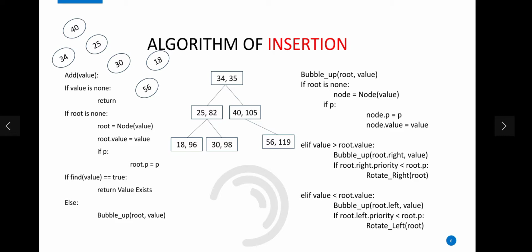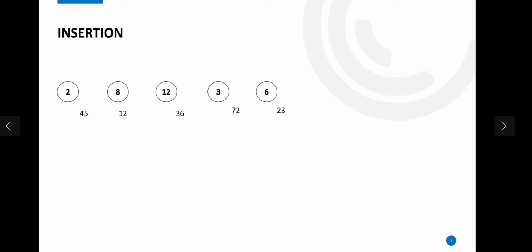You can see in this example, this is an example of a random binary search tree which is following the min heap property. For more clarification, let's see this example: 2, 8, 12, 3, 6. These values are going to be inserted in our tree. Remember that our tree is none. Now priorities are assigned randomly, 45, 12, 36, 72 and 23, to the nodes. We will first arrange these values according to the increasing order of priorities. You can see 12 is the smallest, goes first, then 23 and so on, in increasing order. Now our heap property is fulfilled.